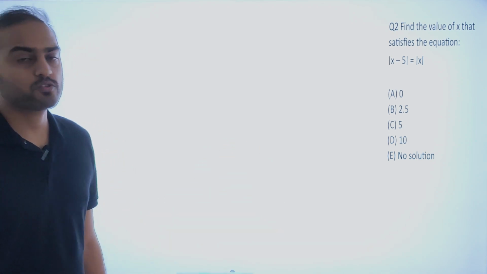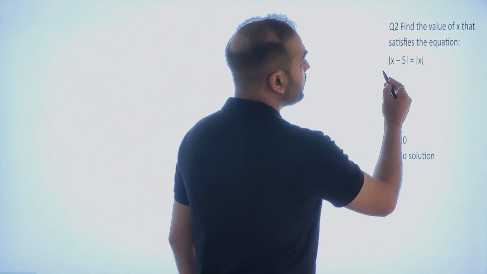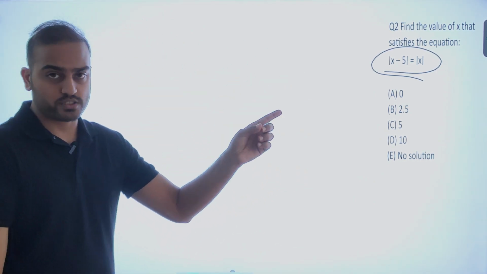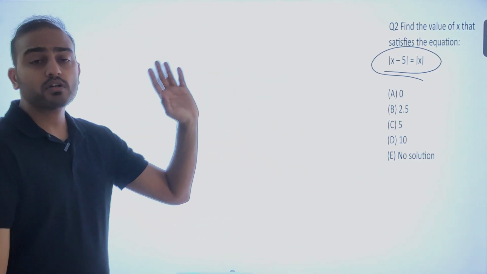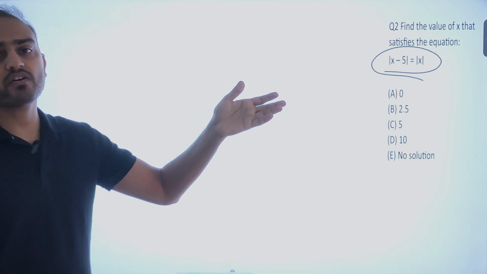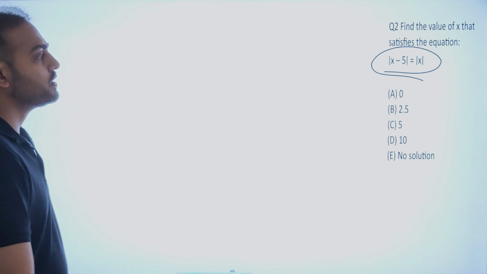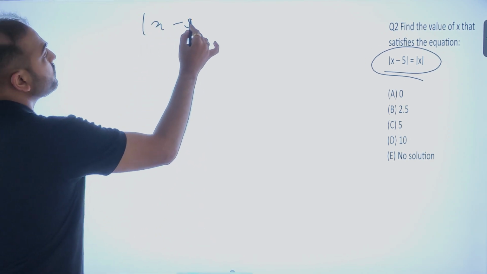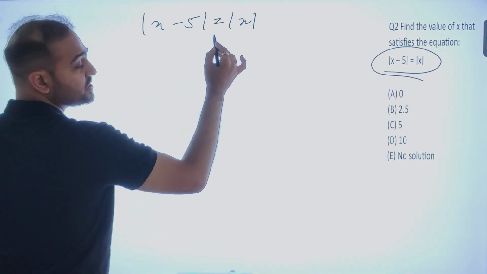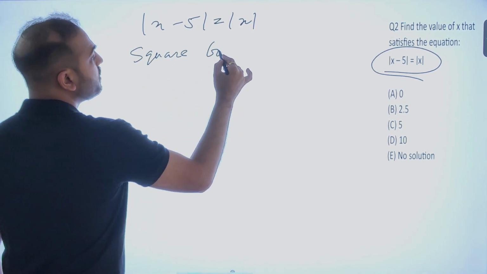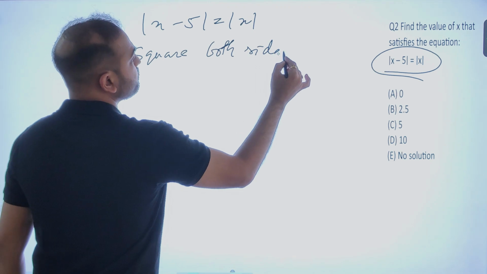I hope you have read the next question. If you see, we have modulus on either side of the equation. You can solve using method 1, but there will be 4 cases. Instead, opt for method number 2, which is to square both sides. You simply square both sides.